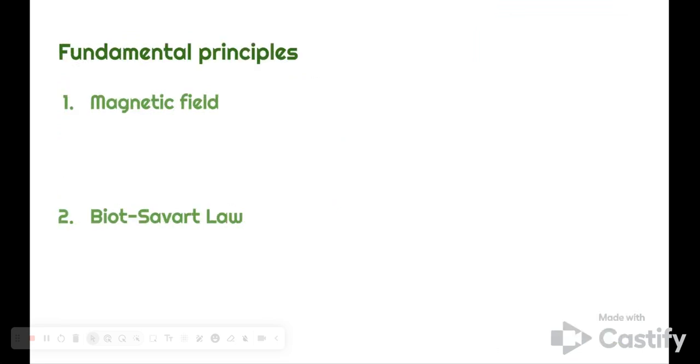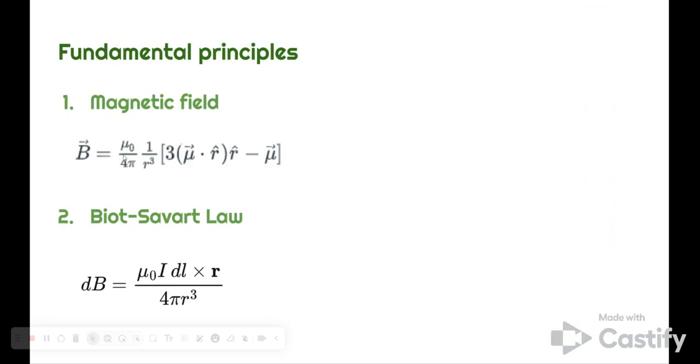Some principles that we used are magnetic field. This formula here was given to us in the write-up for the lab, and the Biot-Savart law.